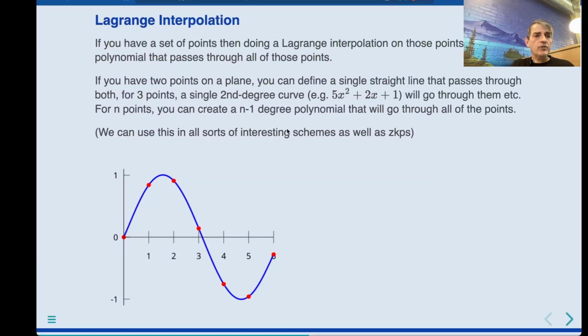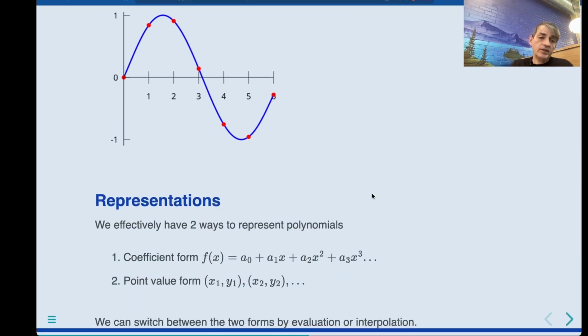The way to move from the points back to the coefficients is by a process called interpolation, which is what I'm showing here. If I gave you these red points, you could do interpolation, and that would give you the equation of this curve that you can see there. And then to get back to the point values, we do evaluation of the polynomial once we know the coefficients, and that gives us the points. So we can move between those two representations.